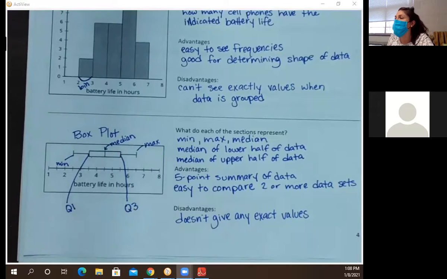Okay, so I can't see the mode from here. I don't know anything about frequencies. I don't know a lot, I should say, about frequencies. So I don't have any of that exact information from a box plot. Questions for me so far?